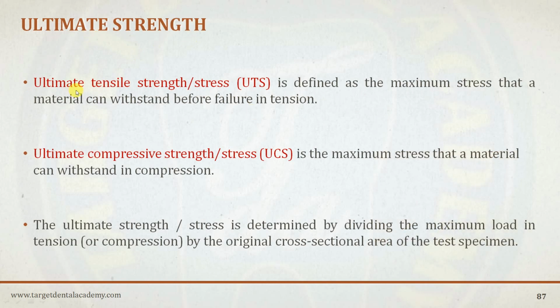So ultimate strength is defined as the maximum stress that a material can withstand before failure in tension. Ultimate compressive strength is the maximum stress that a material can withstand in compression. It is the ultimate compressive stress. The ultimate strength or the stress is determined by dividing the maximum load in tension by the original cross-sectional area of the test specimen.